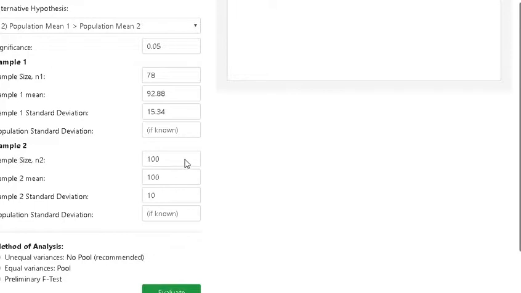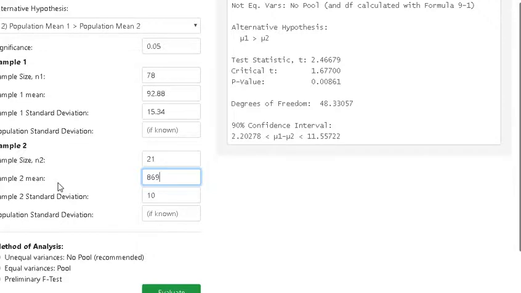Let's continue with the second one. For the second one, we had sample size of 21, mean IQ of 86.9, and a standard deviation of 8.988, so-called 8.99. So are we okay here? Okay with all this information?